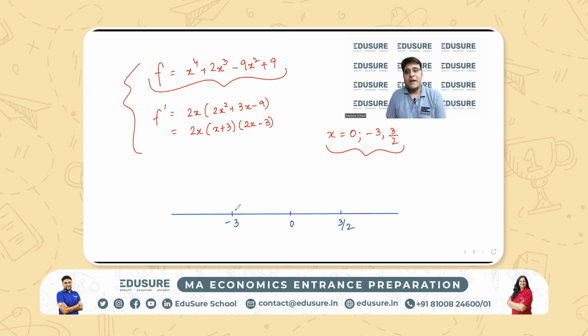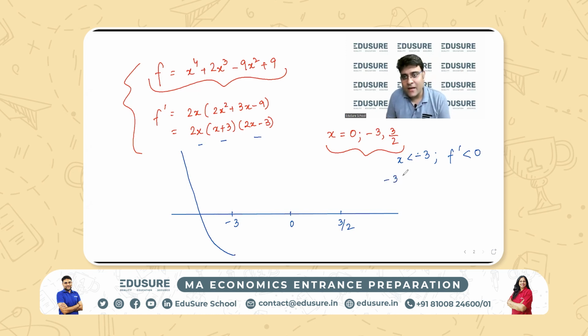Okay. X is equal to minus 3 and below. So below minus 3, x is negative. X plus 3 is also negative. 2x minus 3 is also negative. All of them are negative. 3 negatives gives me what value? Is it a negative value or a positive value? It gives me a negative value. So below minus 3, f dash has to be negative. Can I write that? So x less than minus 3, f dash is negative. That is, the function is decreasing.